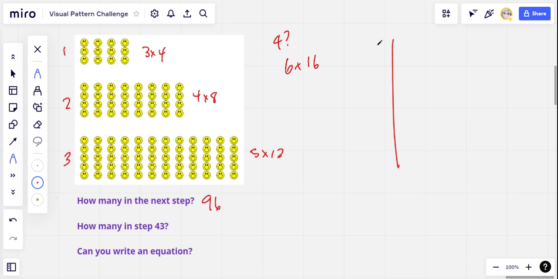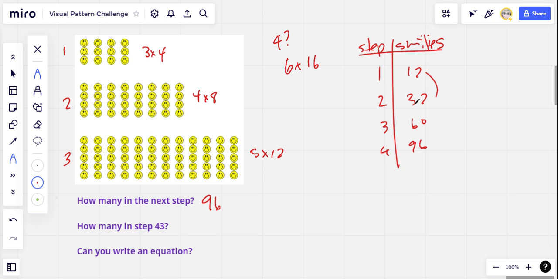Let's go ahead and analyze these numbers so we can see if this is indeed a quadratic and what the coefficient might be. So I'll make a chart with the step and the number of smileys in each step. So in step 1, 3 by 4, that's 12. In step 2, 4 by 8 is 32. In step 3, 5 by 12 is 60. And we're saying 96 for step 4.